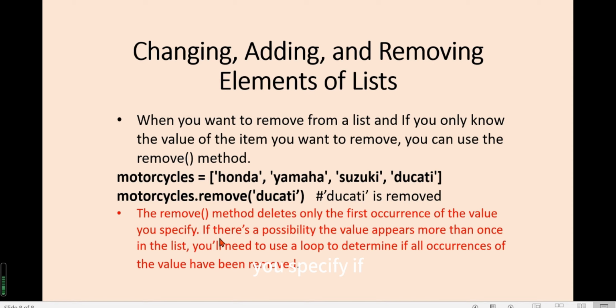If there is a possibility the value appears more than once in the list, you will need to use a loop to determine if all occurrences of the value have been removed. We will talk about loops in later lectures. So, for example, if the motorcycles list has 5 elements, of which 2 are Ducati, then if we remove Ducati, only the first Ducati is removed, and the second will remain in the list.